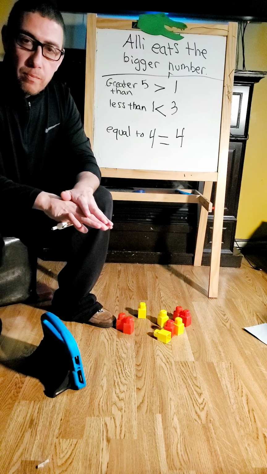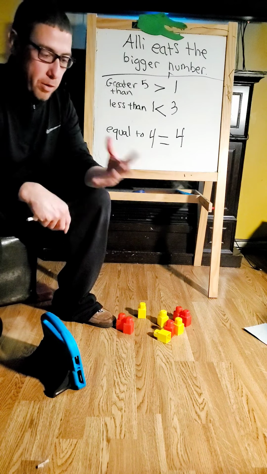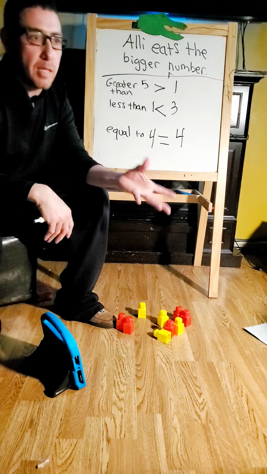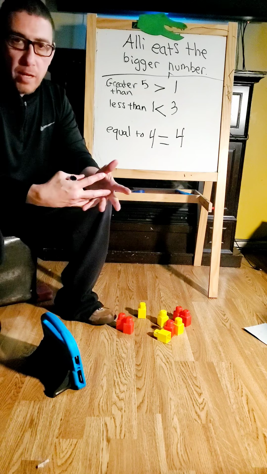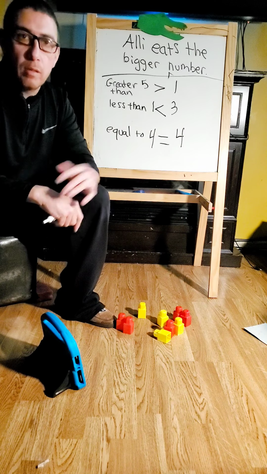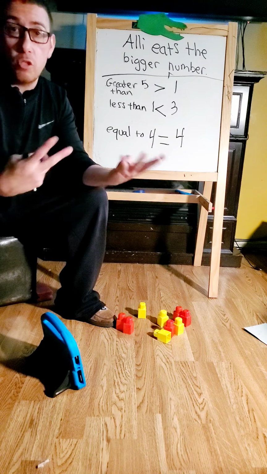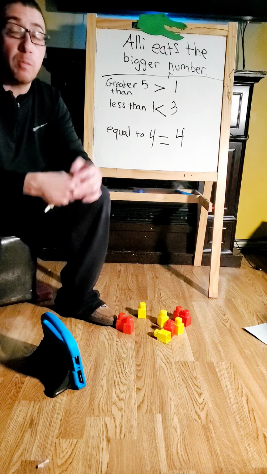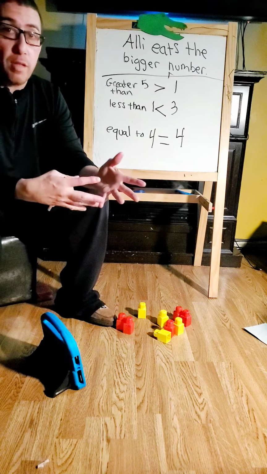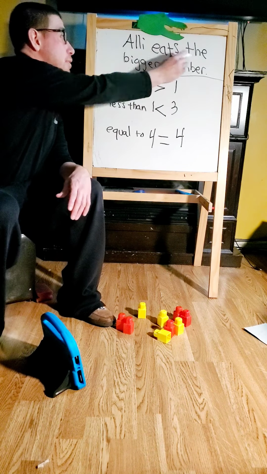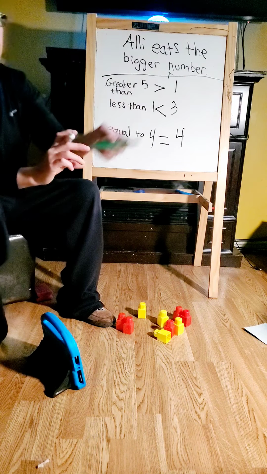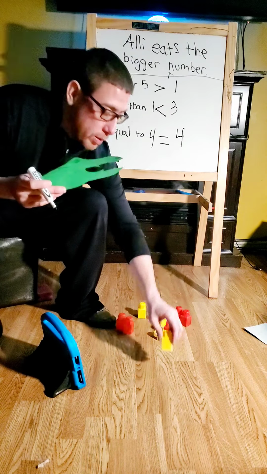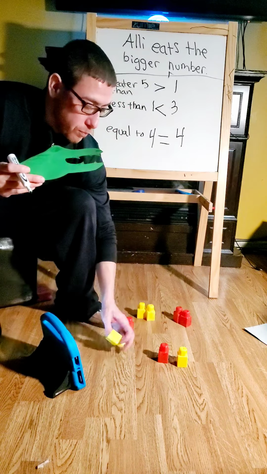Greater than is always the bigger number. More than, right? Mr. Whitmore has more than Miss Lisa, right? Greater than. 4 is greater than 2. 5 is greater than 1. If it's bigger, then it's greater than, right? Allie eats the bigger number. Our little friend Allie, right? Always eats the bigger number. Always is going to eat the bigger number, right?